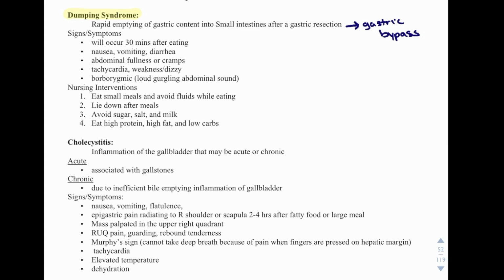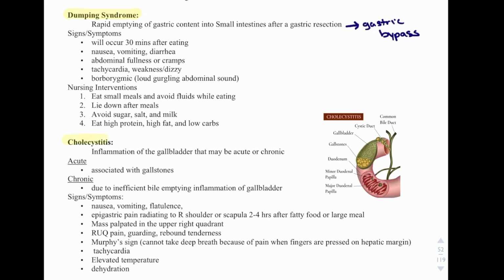So our nursing interventions: we want to teach patients that have had a gastric bypass to eat small meals and avoid fluids while eating. We can teach them to lie down after meals, avoid sugar, salt, and milk, and eat high protein, high fat, and low carb meals.